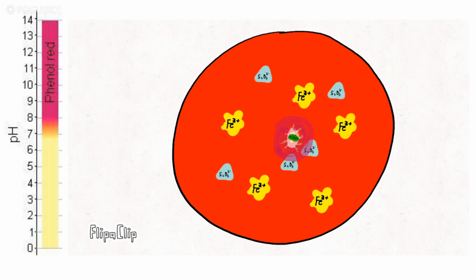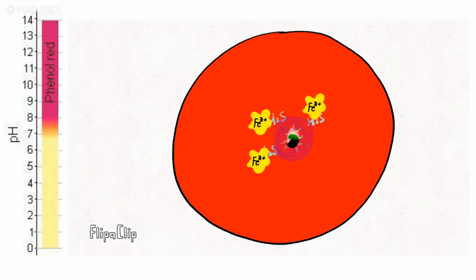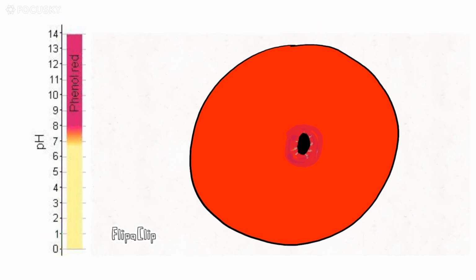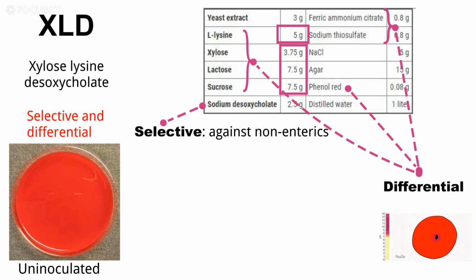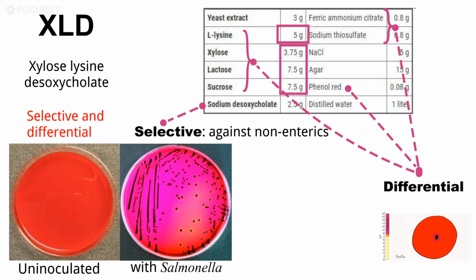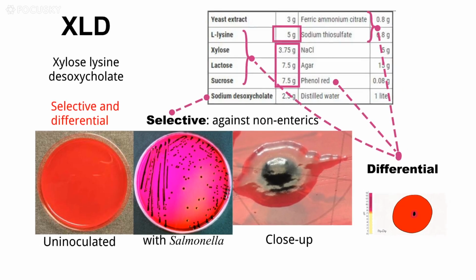Salmonella has desulfhydrase that could reduce sodium thiosulfate into hydrogen sulfide. Hydrogen sulfide could further react with ferric ammonium citrate in the medium to produce black precipitation, ferrous sulfide. As shown in the picture, the uninoculated XLD is red. A typical colony of Salmonella on XLD is black. If you look closer, around the black center, there is a red halo.